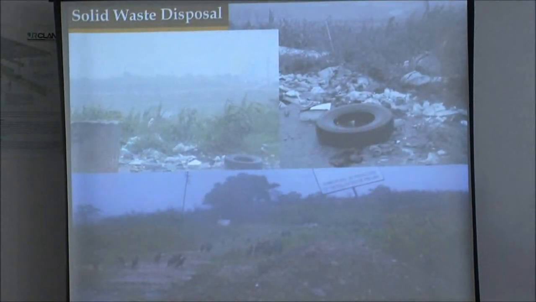Waste disposal, a big, big problem. Most of the waste you see here is plastic. This is right at the side of the road. They're old tires, garbage bags. The slide at the bottom, I don't know if you can make out the sign. It says dumpers will be prosecuted to the full extent of the law. But these turkey vultures are not here for a spa day. They're here for lunch.